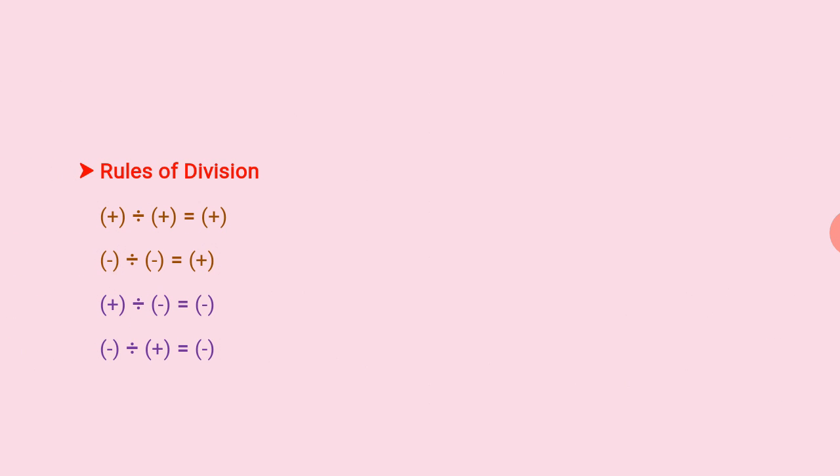Now the last topic here, rules of division. That is quite similar to the multiplication one. Both positive, both negative, the answer is positive. One negative, one positive will always give you negative answer. With all these knowledge, we'll start with the exercise, next exercise in the coming video.